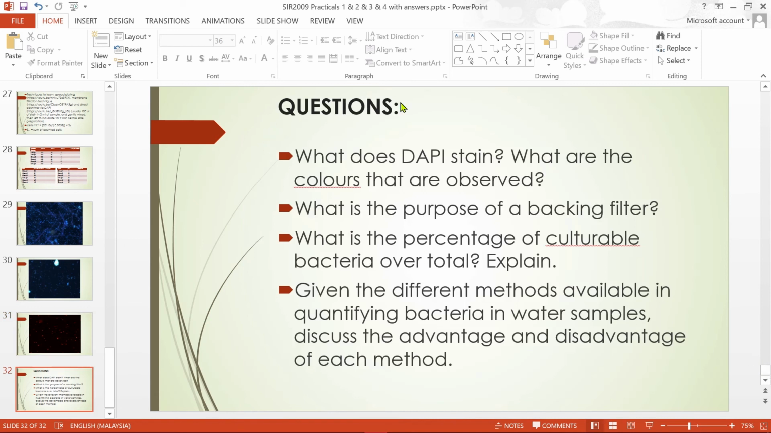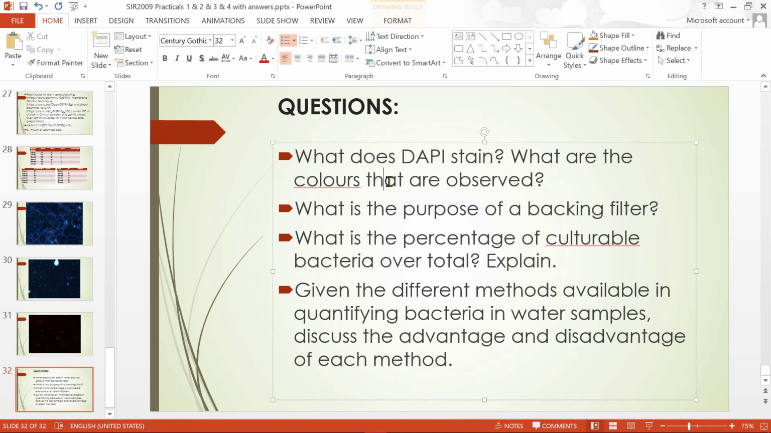So these are the questions that I hope you will take time to answer. What does DAPI stain? What are the colors observed? What is the purpose of a backing filter? What is the percentage of the culturable bacteria over total? And given the different methods available for quantifying bacteria in water samples, discuss the advantages and disadvantages of each method.